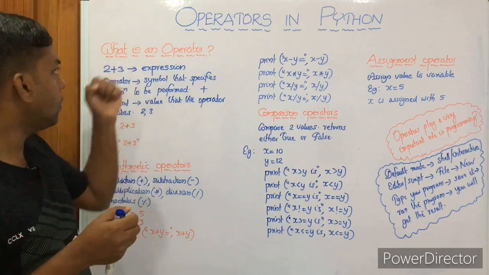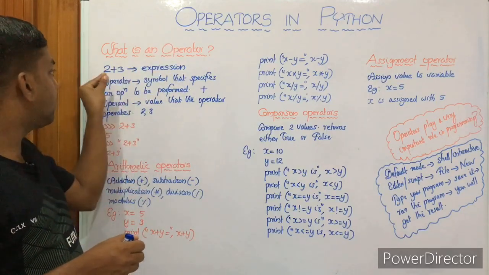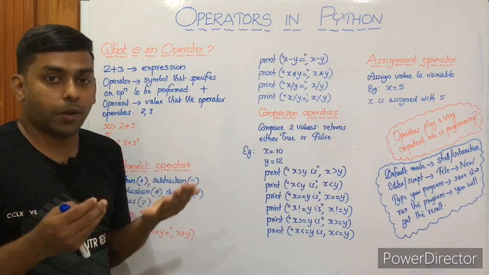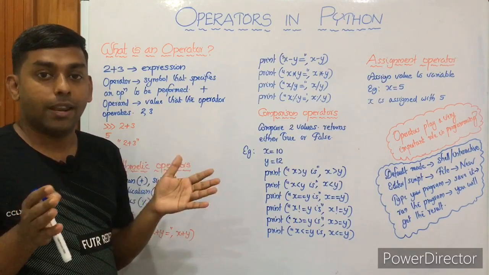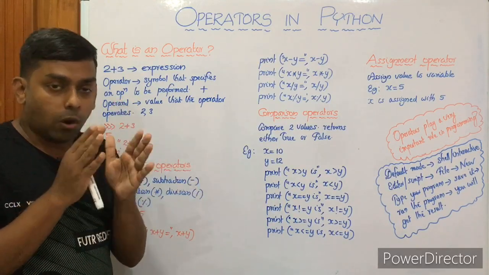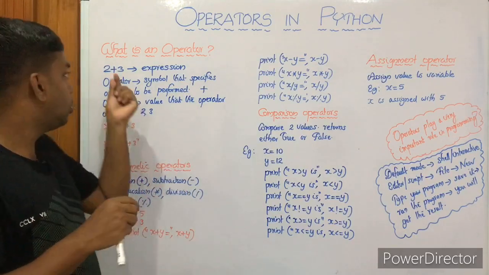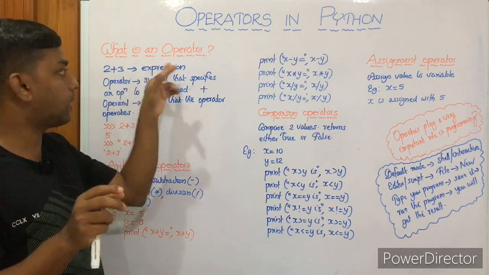So let's look at what an operator is. Before heading to operator, let's understand what an expression is. 2 plus 3 is an expression. In mathematics, we write 2 plus 3, 5 plus 4, x plus y, a plus b. All these are expressions. Operator and operands are components in an expression. So 2 plus 3, having operator and operands, is an expression.